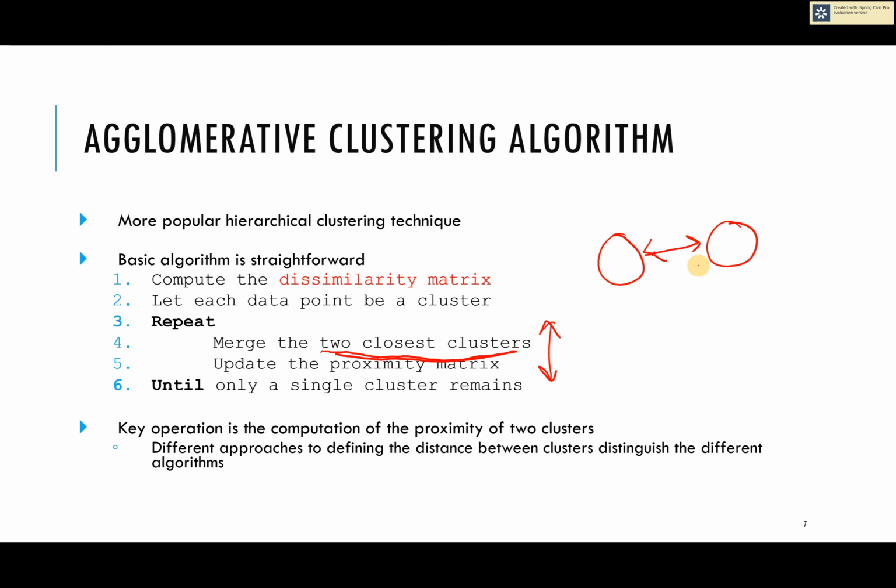You need to calculate the dissimilarity matrix, and then you need to do another clustering, the overlapping clustering. So you have to repeat them until you only have a single cluster remaining. Okay. The key operation is the computation of the proximity of 2 clusters, and different approaches to defining the distance between clusters distinguish the different algorithms.